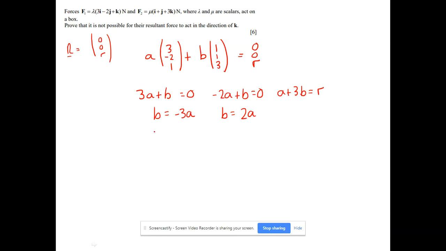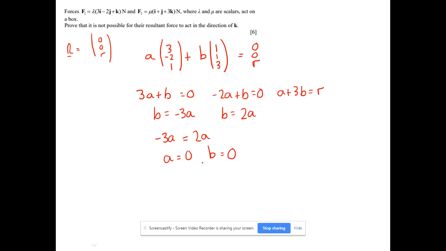Combining these together, minus 3a equals 2a, which means that a would have to equal 0 for this to be true. The only value for a that this works for is 0, and if this is 0, then we can sub this into any of the equations, and you'll see that b must equal 0.